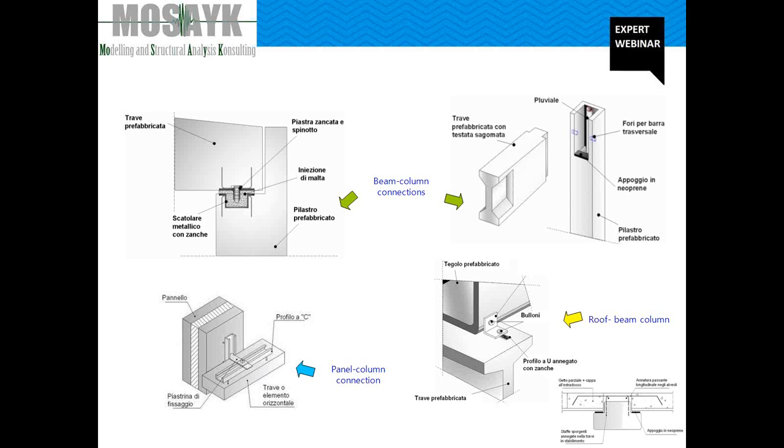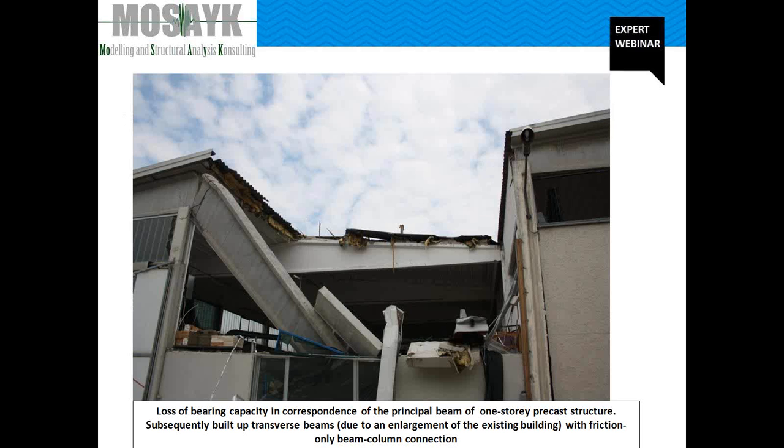Connection between panel and structure. Usually the horizontal panels are supported by steel corbels, while the vertical panels are directly supported by the foundation beam or tie beam, and in both cases the top connections are usually used to prevent the overturning of the panel itself. Let's move to recent major earthquakes in the Italian territory.